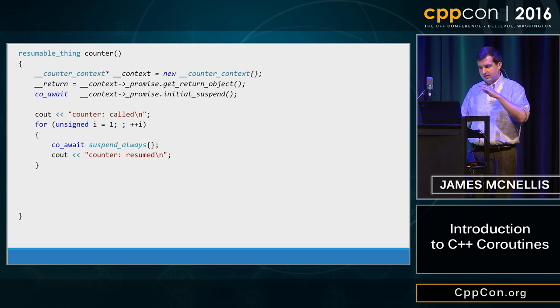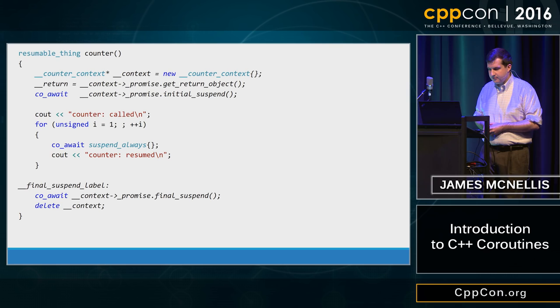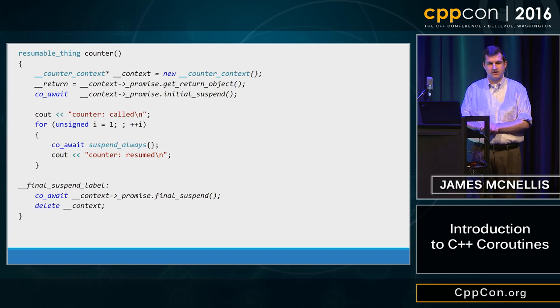And then at the end of the function, it's going to inject this additional code. So here it has a final suspend label, and we'll see where that's used in a little bit. It's then going to co-await on that final suspend. So again, this gives you the opportunity to suspend execution of the coroutine before it destroys itself. And then it's going to delete the context to clean up the resources.